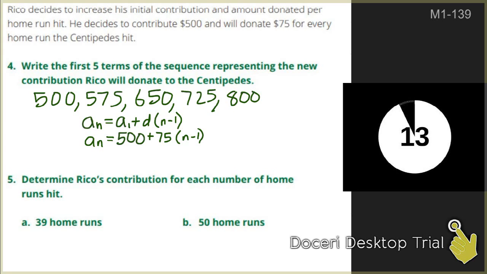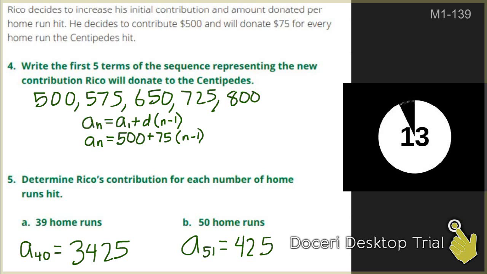Now with this formula, we can find 39 home runs or 50 home runs with relative ease. Just remember, when you're plugging in 39 home runs, it's really the 40th term, and 50 home runs is really the 51st term. When you plug those in, so when you have a to the 40th term, a40, you get 3,425. And when you plug in the 51st term to find 50 home runs, you get 4,250.